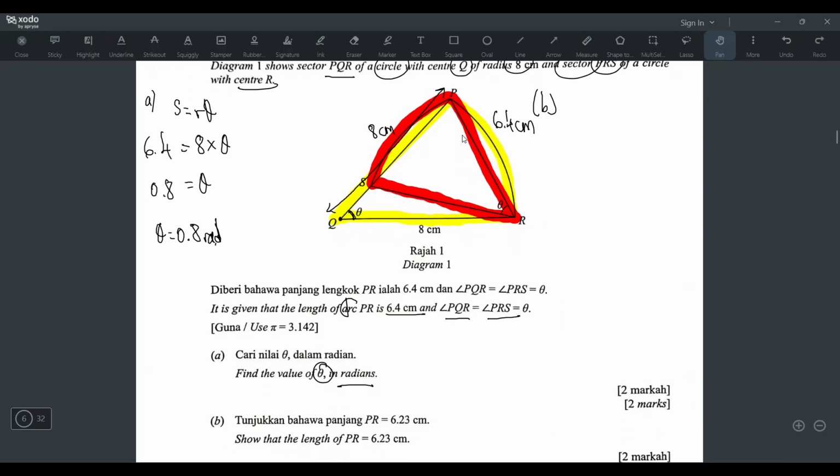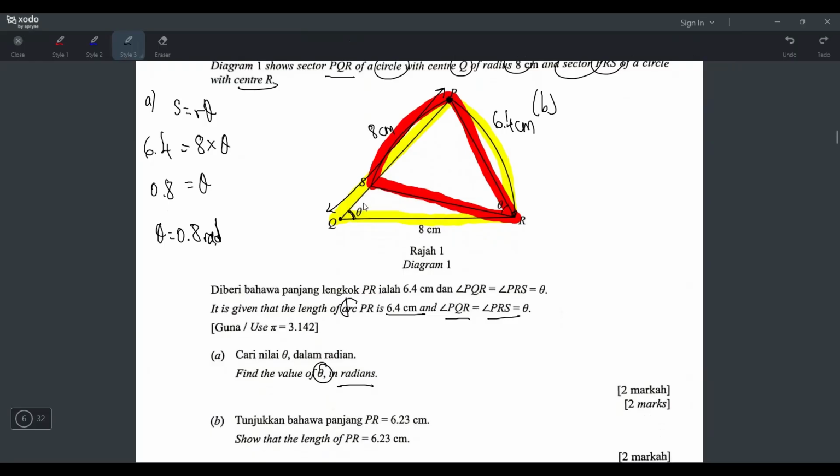And this line is called the chord for the yellow color sector, because you can see that this PR line is actually the side of the circle touching the side of the circle like this, right? And at the same time, it's also the radius of the red color sector. So we are trying to find the panjang (length) here.